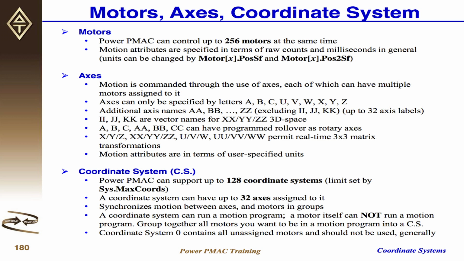The axes are going to be specified by letters. The first 9 are ABC, UVW, and XYZ. However, there are additional axes, up to 32 total, if you double up on letters. So in addition to these 9, there's AA, BB, CC, DD, all the way through to ZZ, with the exception of II, JJ, and KK.